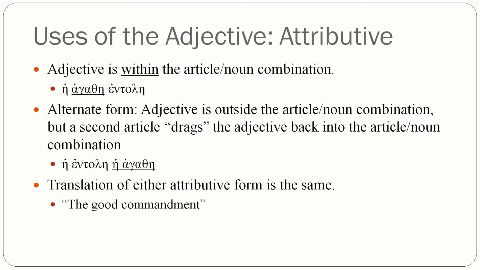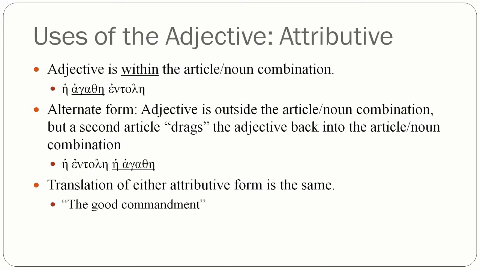In the first example there, the adjective is within that article-noun combination. All right, so have a look at this phrase here, he agathe entole. First of all, in order to be an adjective phrase, they must all agree in gender, number, and case.